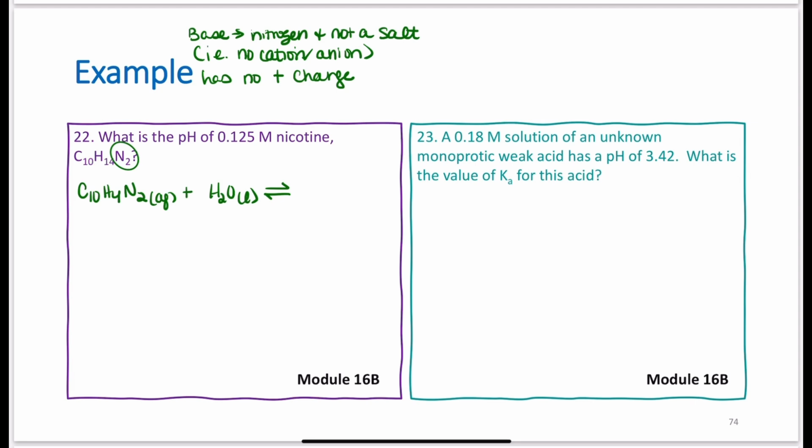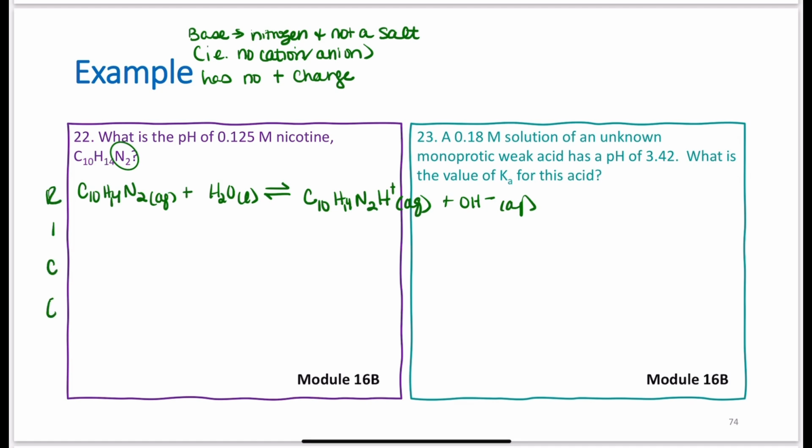How do you know what your product is? This can throw students off. A base accepts a proton, so it's got to have one more proton, but when it does that, it gains the proton but no electron, so it gains a positive charge with it. C10H14N2H+. This H on the end is the H it gained, plus hydroxide.